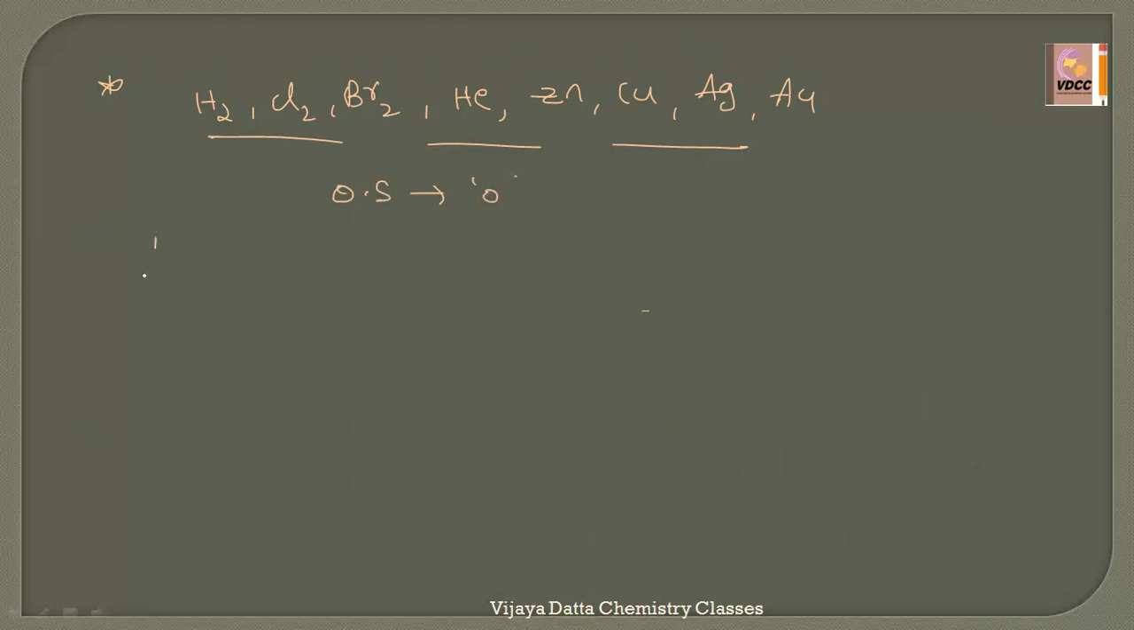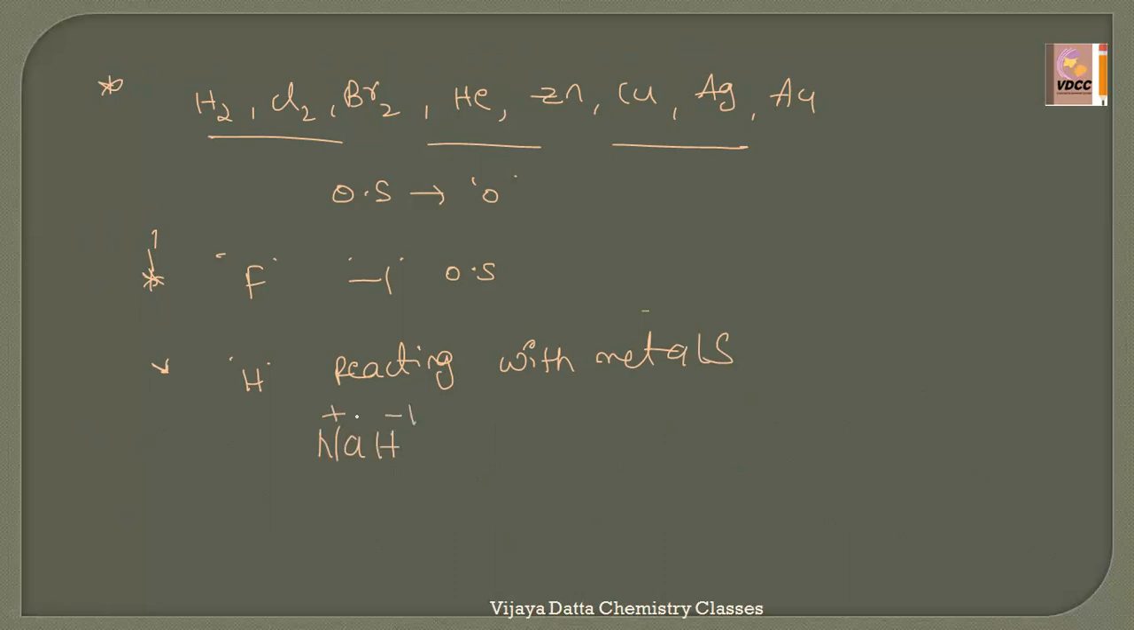The most electronegative element in the periodic table is fluorine. It always shows -1 as its oxidation state because of its high electronegativity. And here is one more important thing: hydrogen reacting with metals. Sodium is the metal, in NaH sodium is plus and hydrogen is -1. So hydrogen shows the -1 oxidation state.